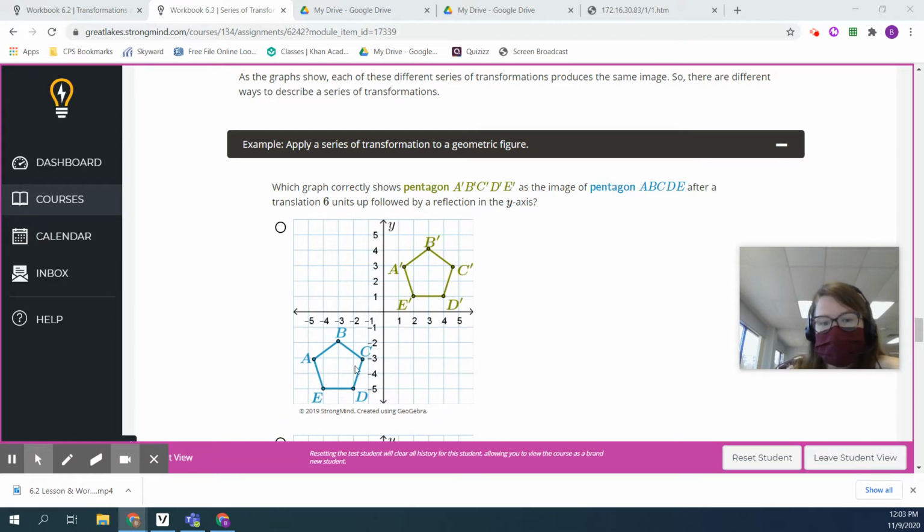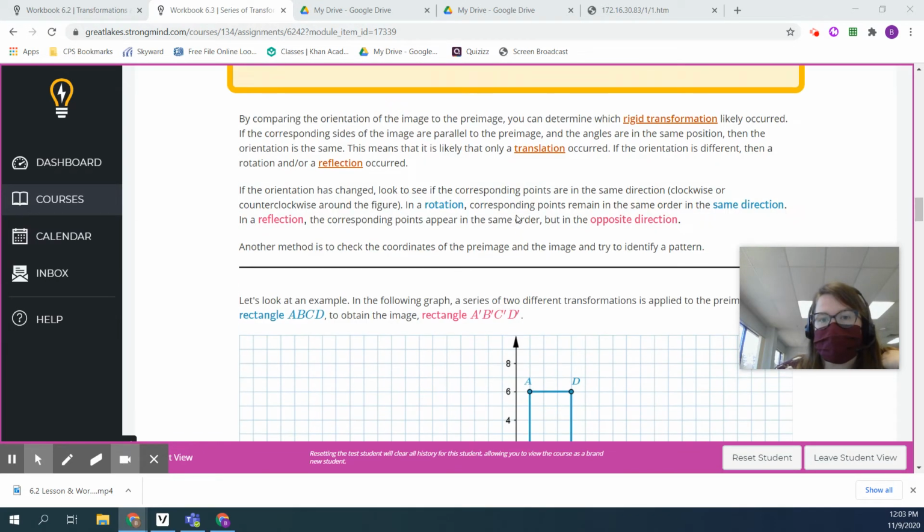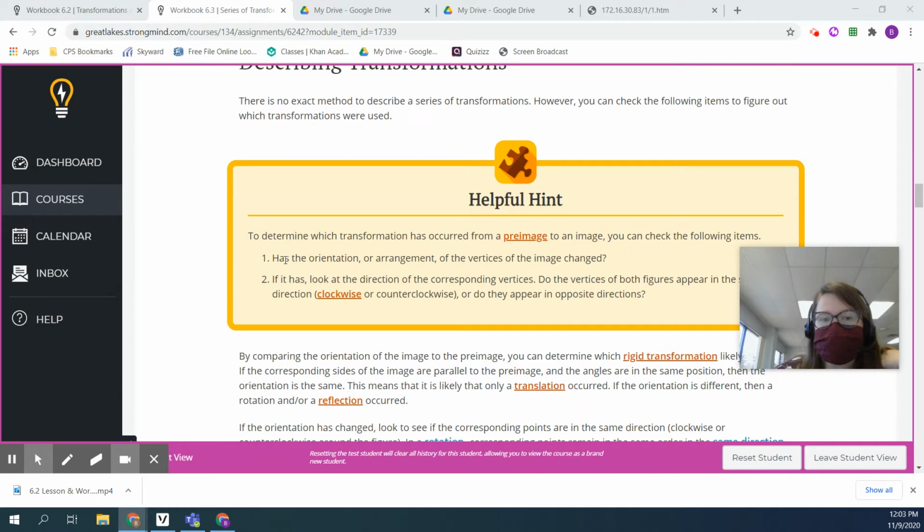So this is the pre-image, that's the image, but this is the main thing. We're looking at the description: 6 up, followed by a reflection across the y-axis. In the lesson, there are some things that are really good to look at. It's saying, has the orientation or the arrangement of the vertices changed? Like if it went before, going around, A, B, C, D, and it stays A, B, C, D, then it's probably only going to be a translation or a rotation.